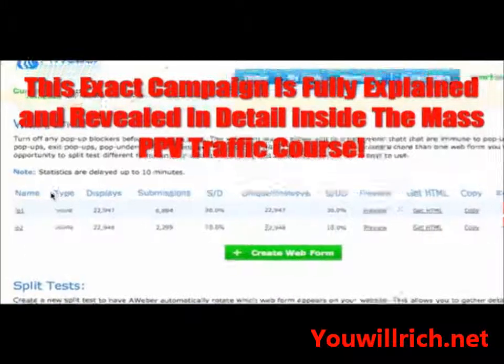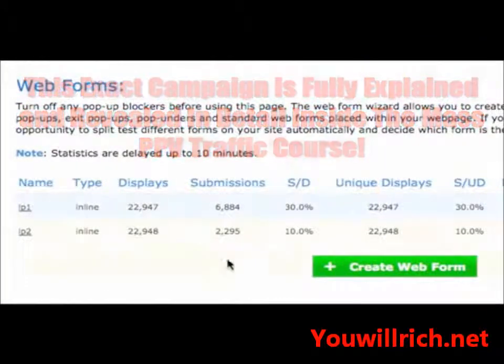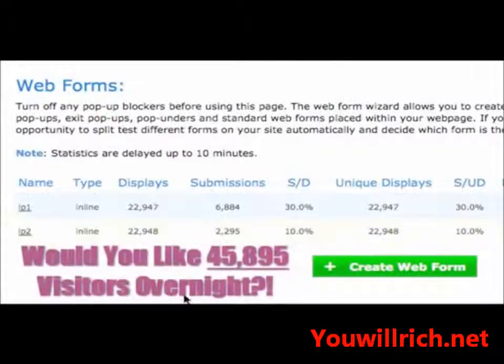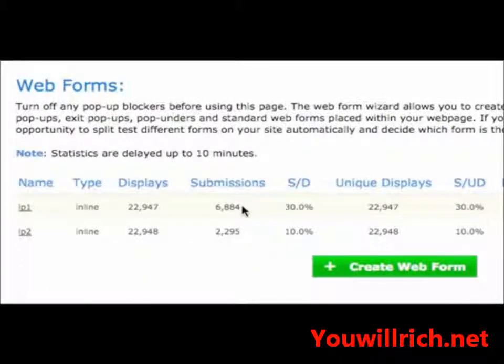So if you notice, both LP1, which was the very basic design, and the other landing page received about 23,000 impressions. And look at this, LP1, the basic one, was the one that had the majority of the signups. The other landing page that we created for this campaign was very nice looking and looked very professionally done, and it has a third of the amount of submissions that our first landing page has. That's quite impressive.